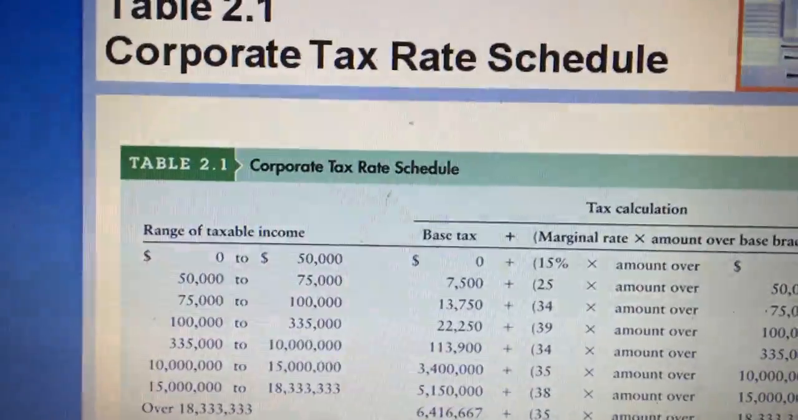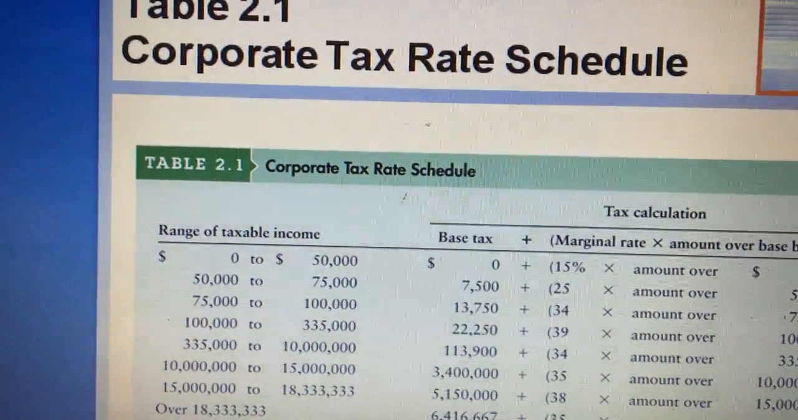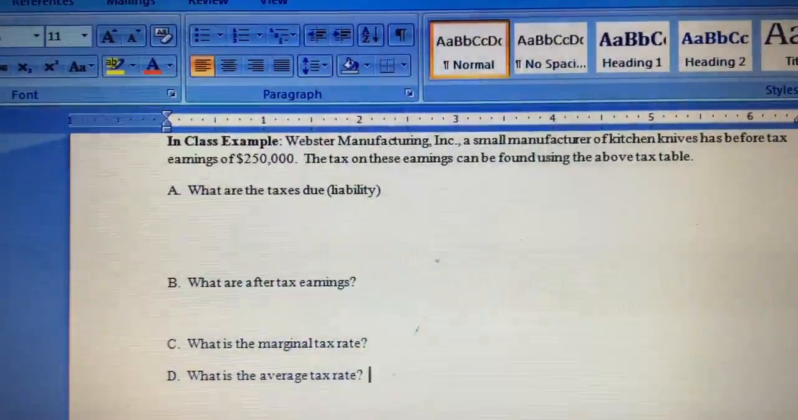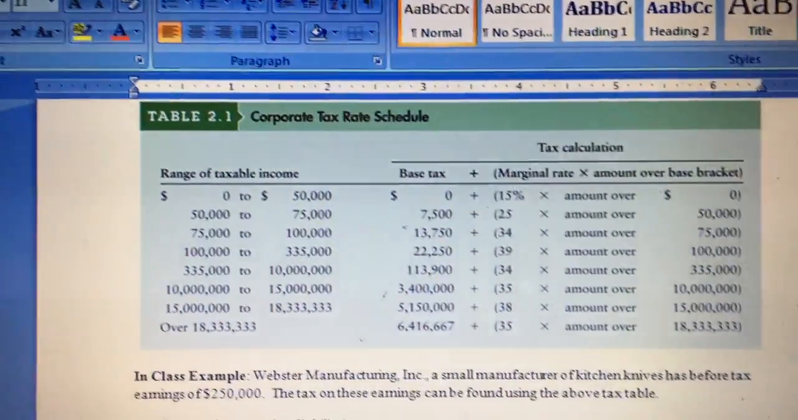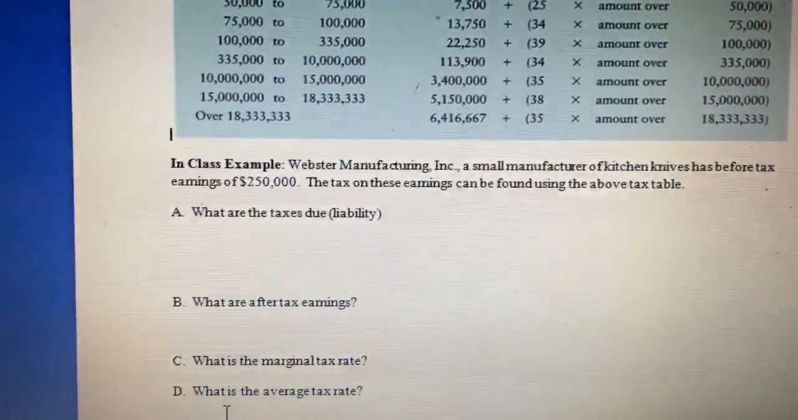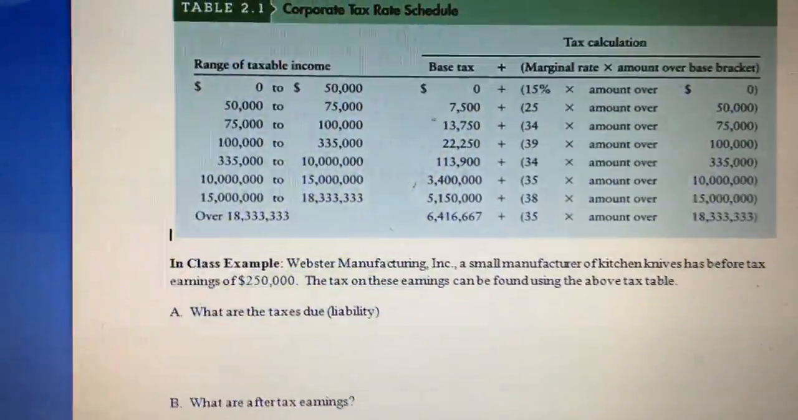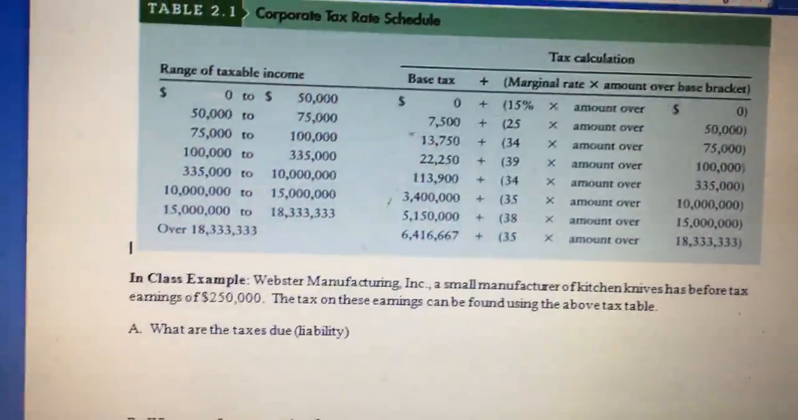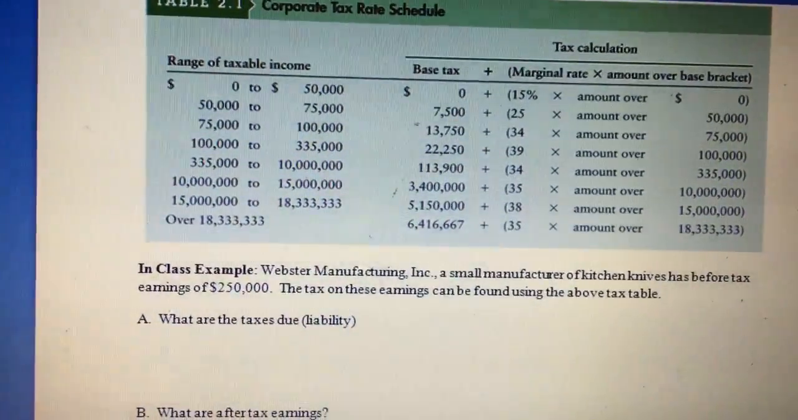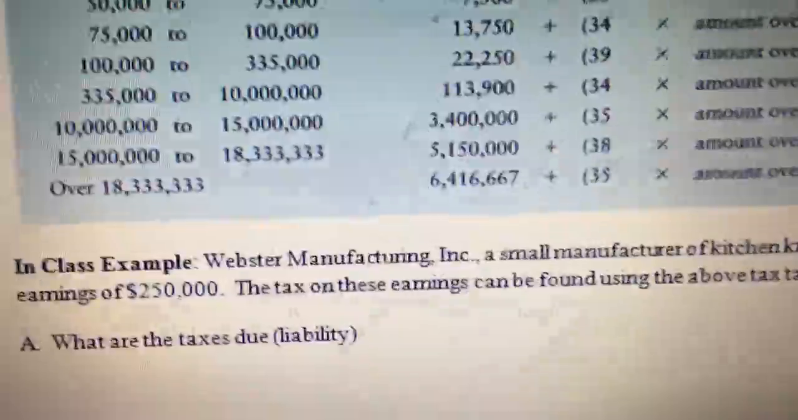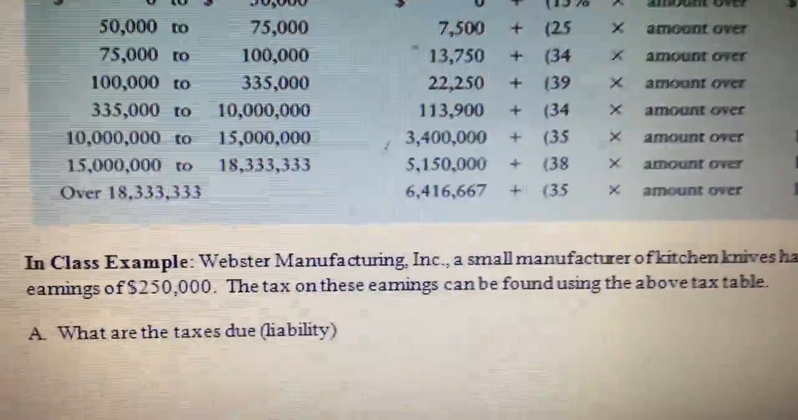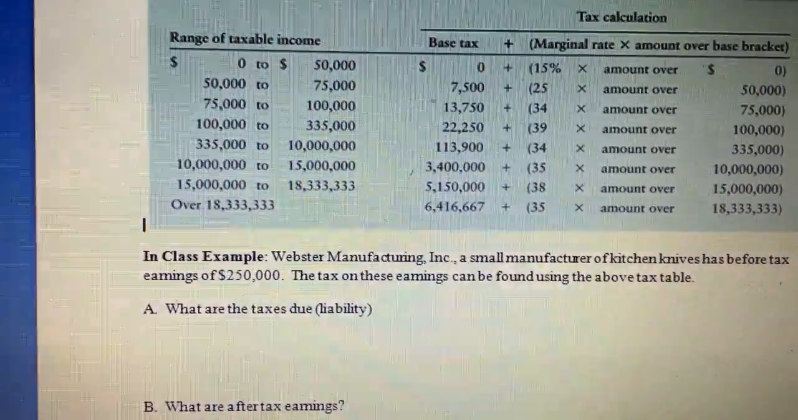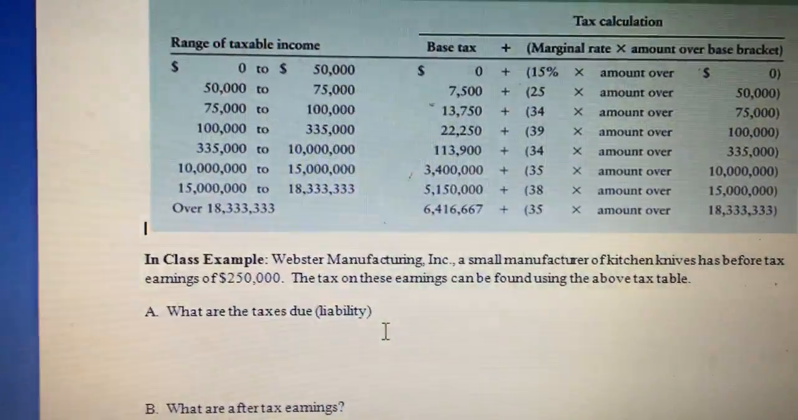If you'll go to the problem that I want you to do, okay, it has the table up at the top, like that, and then it asks you 4 questions. So let's go through this example, and I'm going to try to type in the answers for you. Okay, first of all, this is Webster Manufacturing, and they have a before tax income, before taxes, of $250,000. In A, we want to find out how much they owe the government. What's the debt? What's the tax liability here?